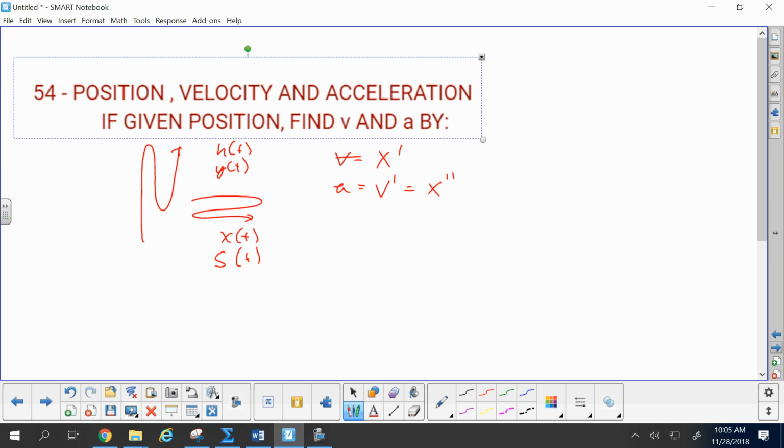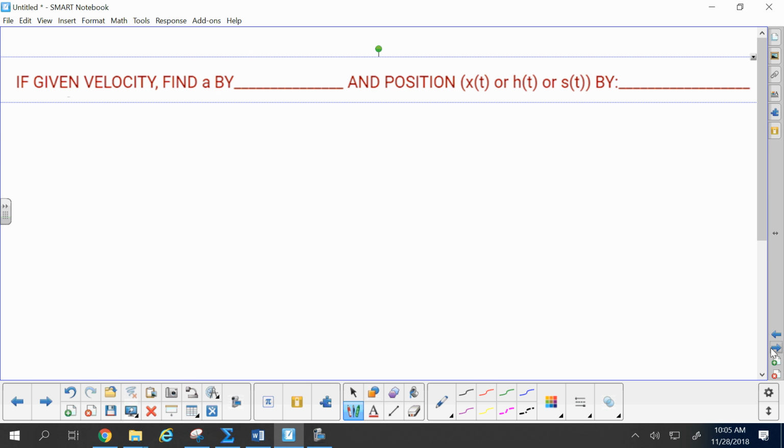You follow? All right. What if I dropped you in the middle and I gave you velocity? How could you find acceleration? Would you take the derivative of velocity or the antiderivative? Derivative. Acceleration is the change in the velocity over time, so it's a derivative. A equals V prime, right?